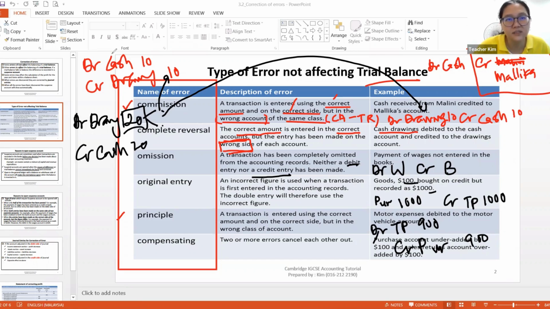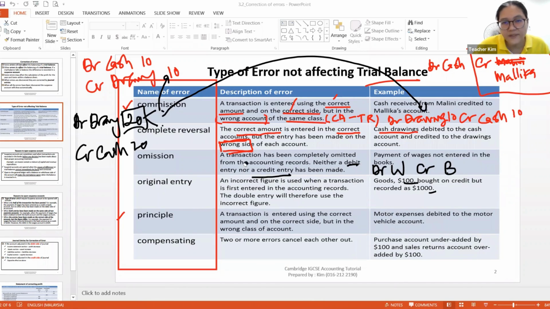Now next, continue with the error of principle. The wrong principle that happens is the difference here. Here I say same class, but here the principle is wrong class. Same thing. Correct amount and correct side, but wrong class.